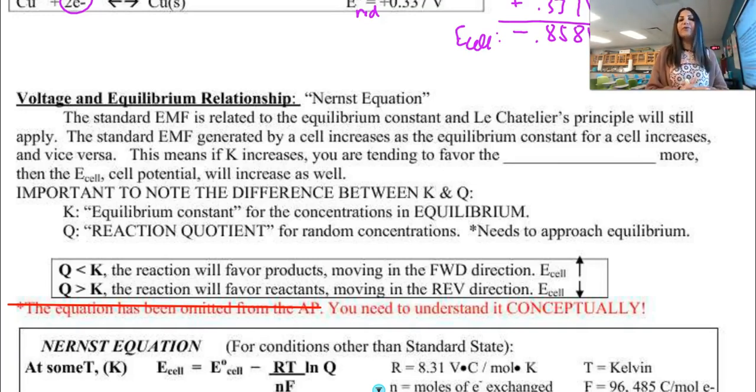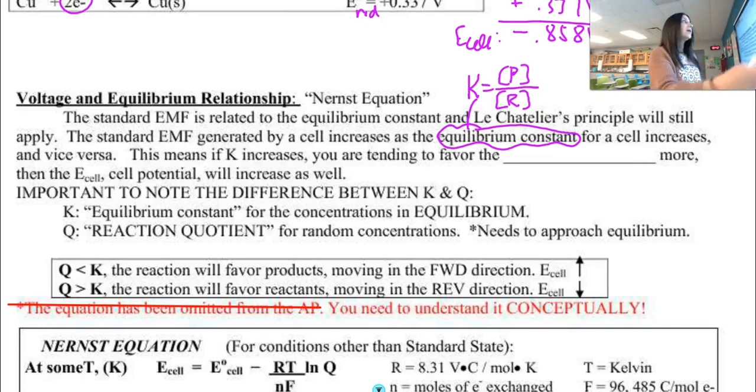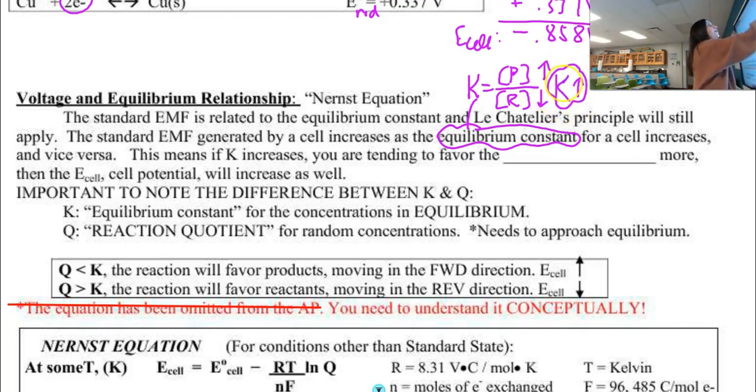It says the standard EMF generated by a cell increases as your equilibrium constant increases, which makes sense because when we say the equilibrium constant, we're talking about K, and K is equal to the concentration of our products over the concentration of our reactants. And if our reaction is moving forward, making more products, then our products should increase as our reactants decrease, so then our K should end up getting bigger. Now, we're not actually saying whether K is greater than 1 or not, we're just saying that our K should increase as we make more products, and that's going to be really important, okay?